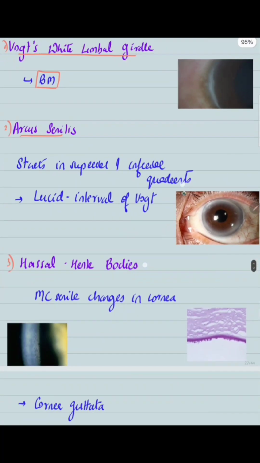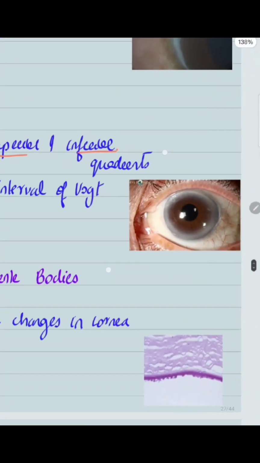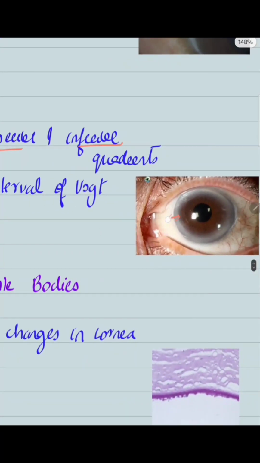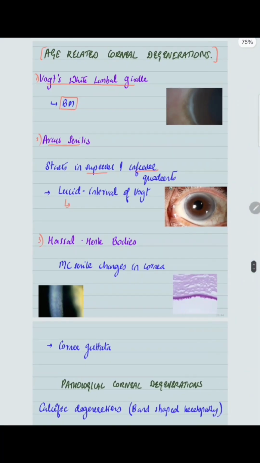That is arcus senilis. 60% prevalence can be seen in the age group of 40 to 60 years, and 100% prevalence if more than 80 years. It starts in the superior and then goes to the inferior quadrant. A ring of opacity is separated from the limbus by a clear zone. That clear zone is known as the lucid interval of Vogt.